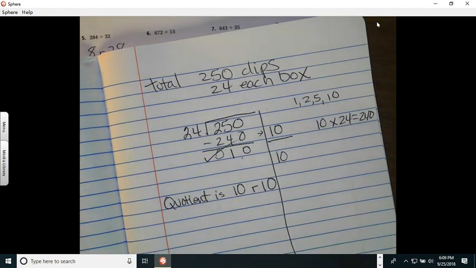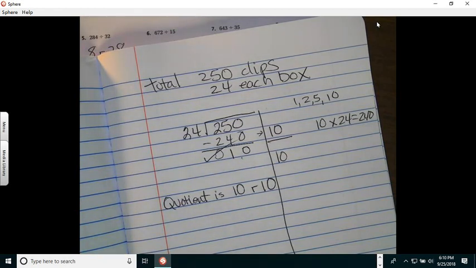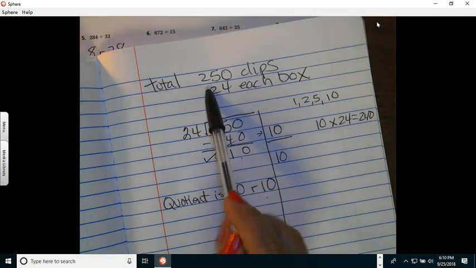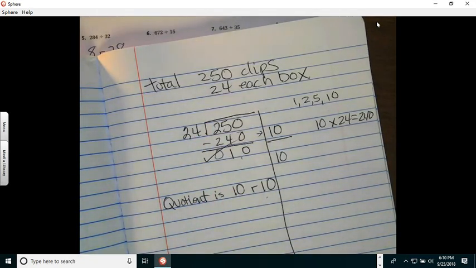How many boxes does he need to have? Yeah, he's got to buy 11 boxes. Is he going to have extra? Absolutely. Because he needs to have those extra 10, right? He's going to have extra. Is that okay? Yes, it is. But for his experiment, he needs to have 250. That's his total that he has to have. It's okay to have extra. He doesn't have to use those.